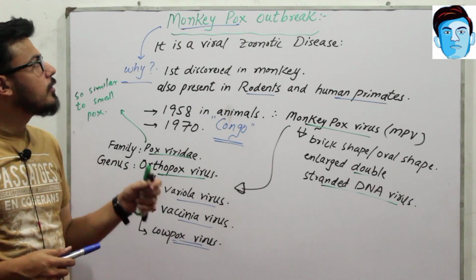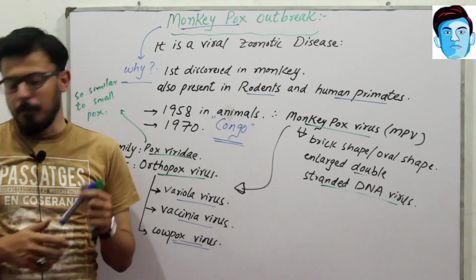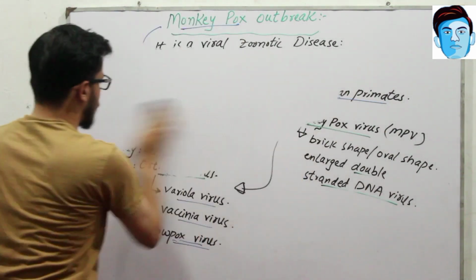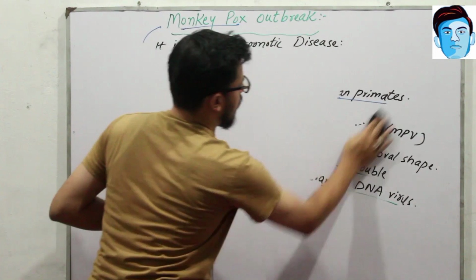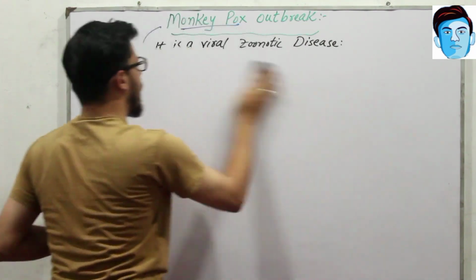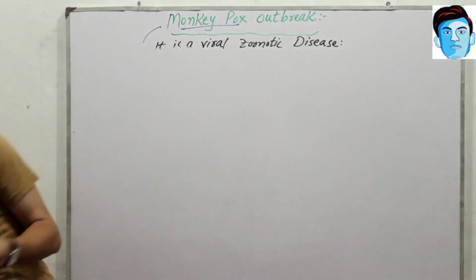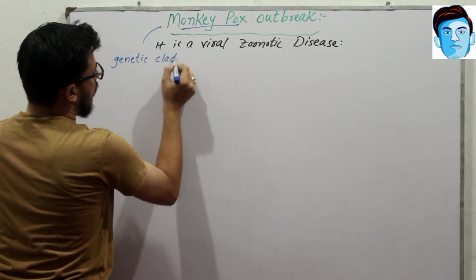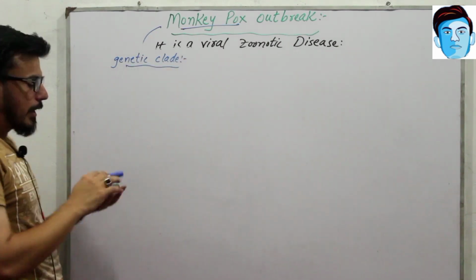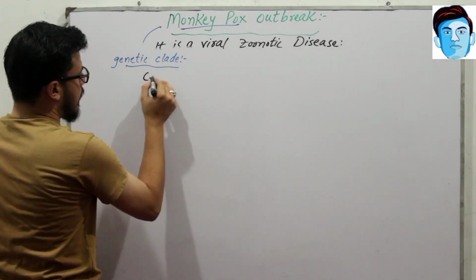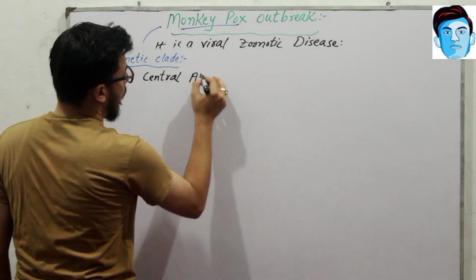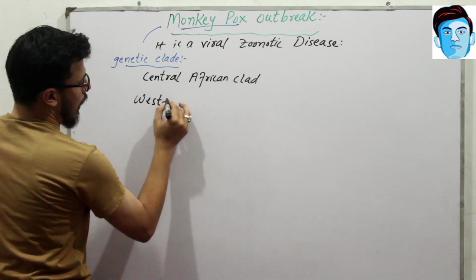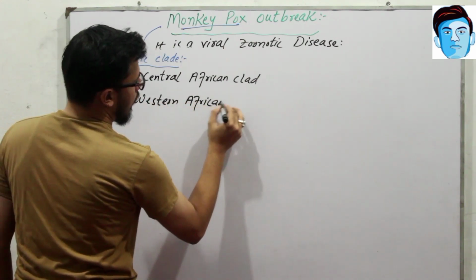Now let's talk about the types of monkeypox, or genetic clades of monkeypox. There are two types of monkeypox: Central African clade and Western African clade. So what is the genetic clade? The genetic clade of monkeypox consists of the Central African clade and the Western African clade.